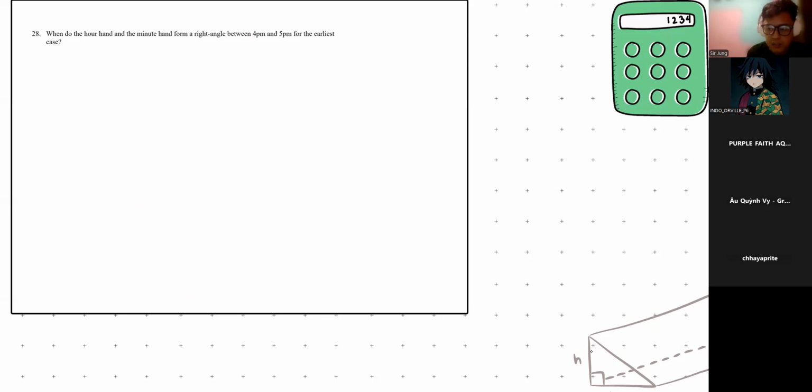So how about this one? This one is kind of tricky, right? If you don't know the formula, it would be quite hard. So remember this formula always. Theta is equal to 30h minus 5.5 m.